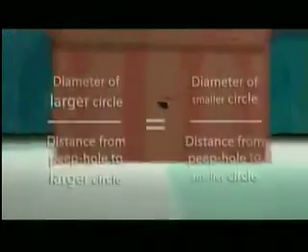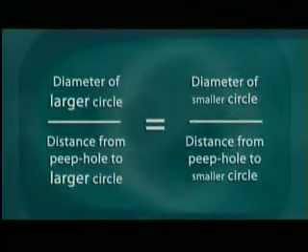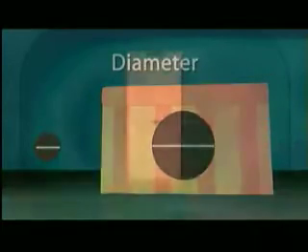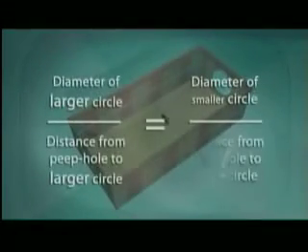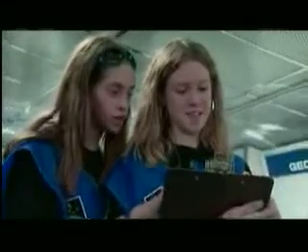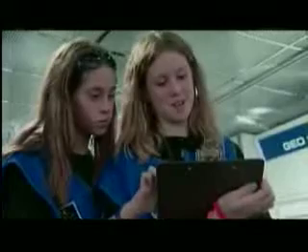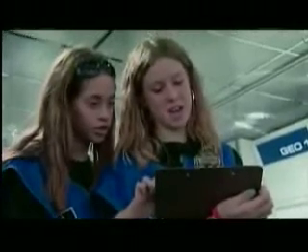Once we understood the relationship between these values, we had to decide which value we needed to find. Since we already know the diameter of both circles and the distance from the peephole to the larger circle, we need to calculate where to place the smaller circle from our peephole. We set up a proportion to solve for that value. Once we came up with a number, we measured the calculated distance from the peephole and slid the skewer stick in place.